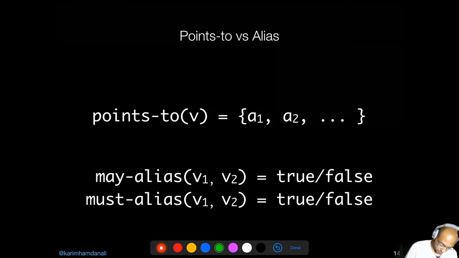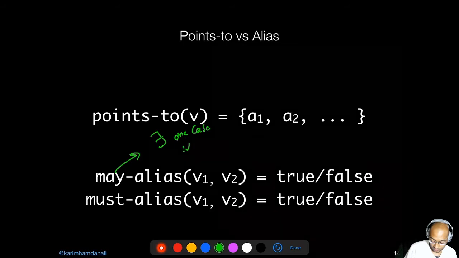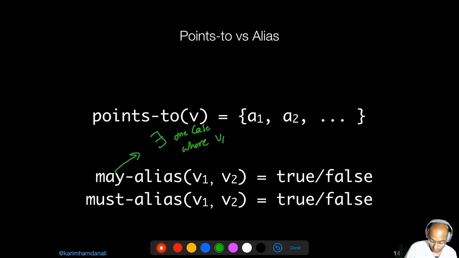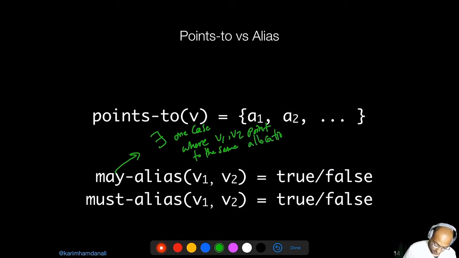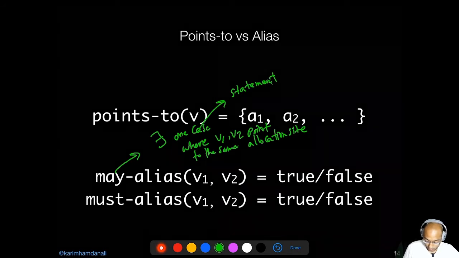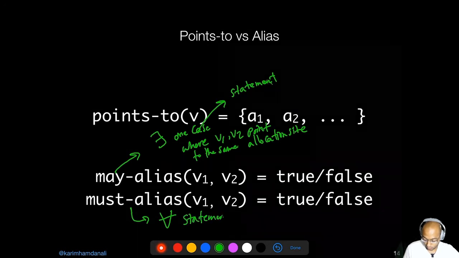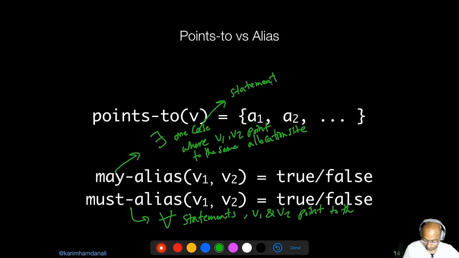So you can think of it as follows. The may alias is basically there exists one case where v1 and v2 point to the same allocation site, and by one case here I mean statement, and if that's the case, that's enough. For the must alias analysis, it means for all statements v1 and v2 point to the same allocation sites.